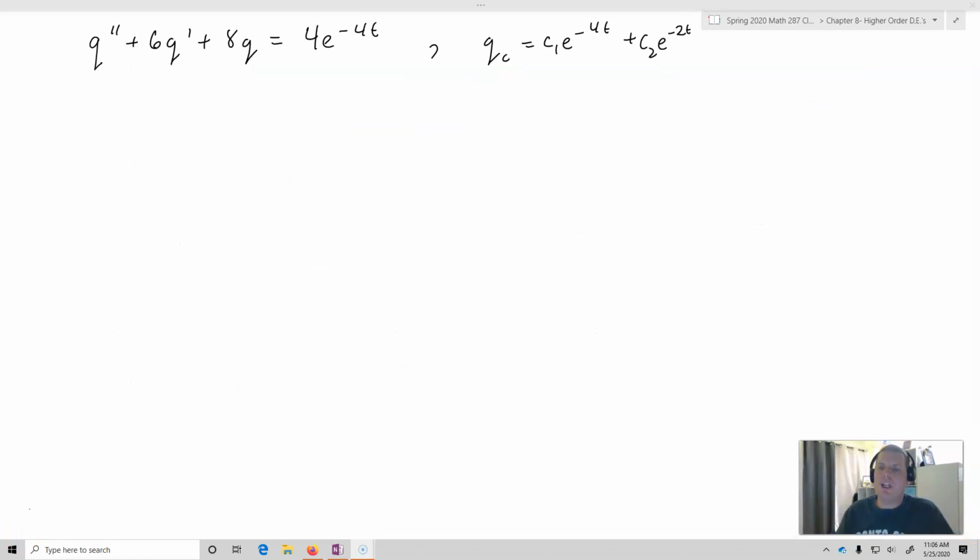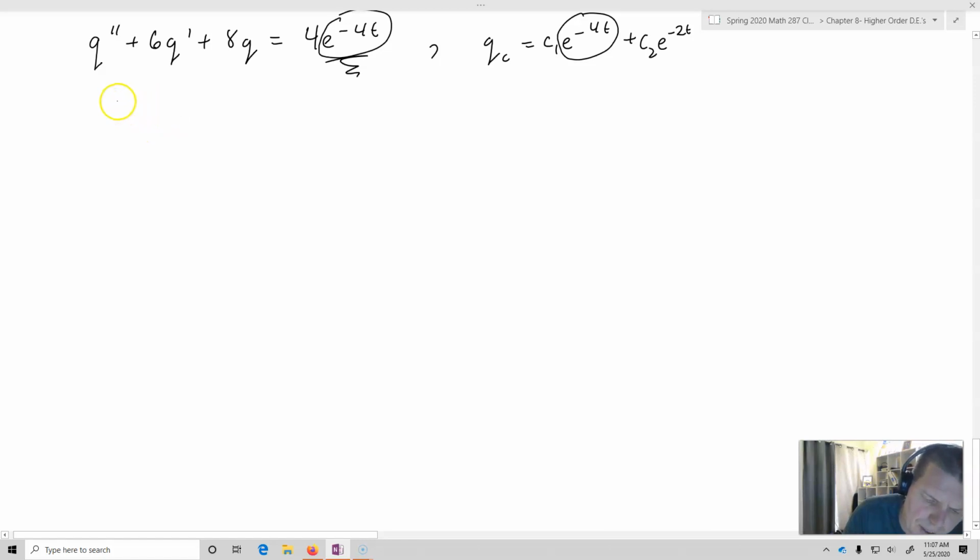Now what we're going to do is use the method of annihilators, because this EMF is of the right form for us to use it. Since that's the case, I want to notice that e to the negative 4t is also in my homogeneous part. So I'm going to have to modify my trial solution, because I'm going to have a repeat of my annihilator along with my polynomial differential operator. So I'm going to pick a trial solution.